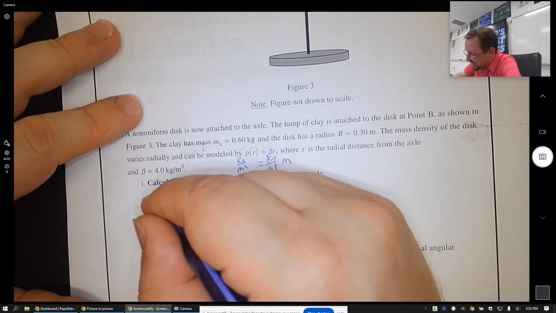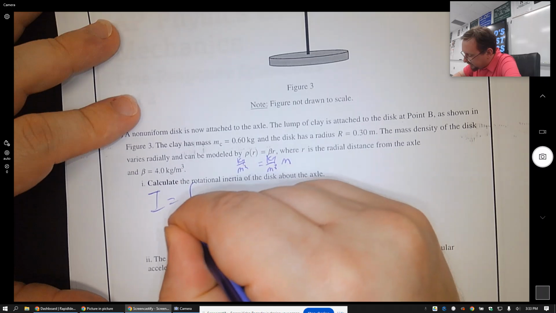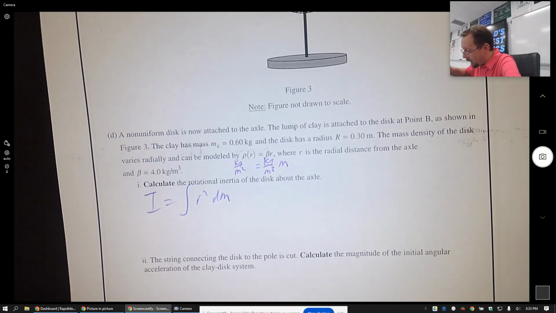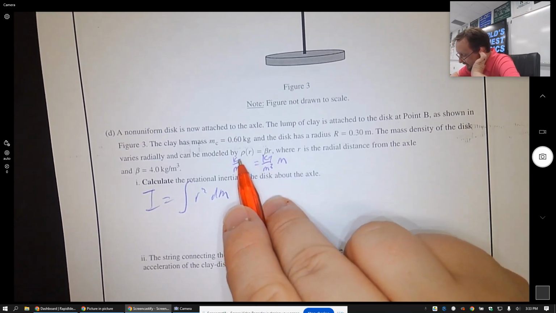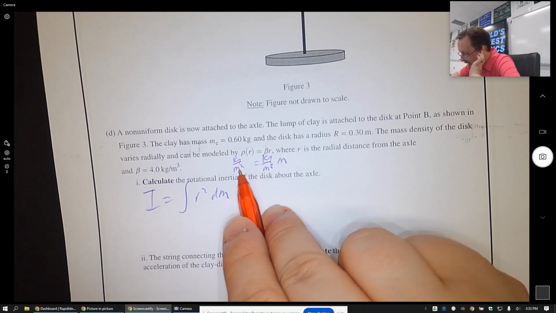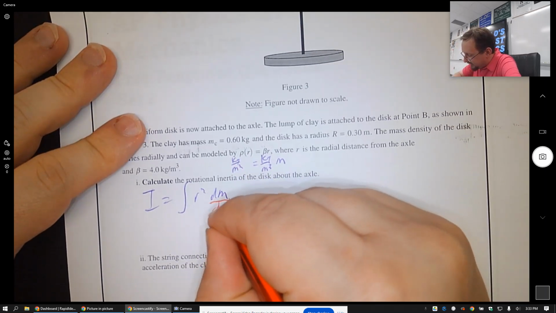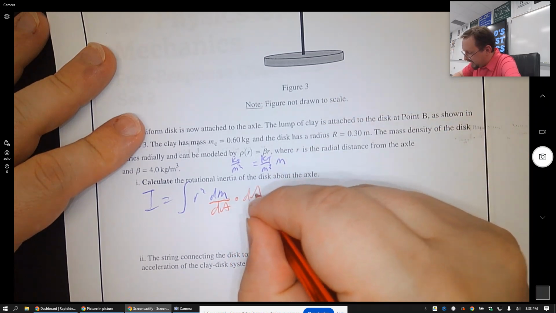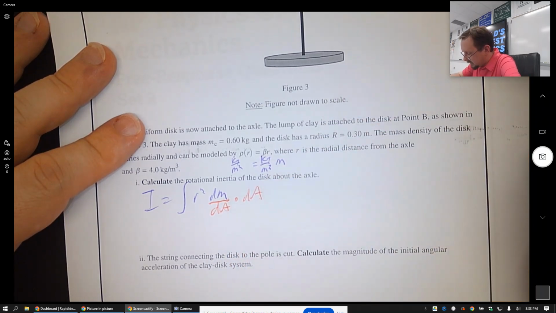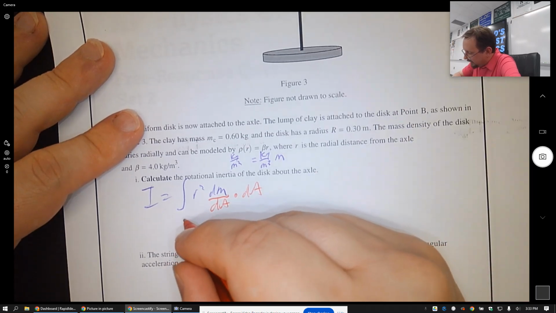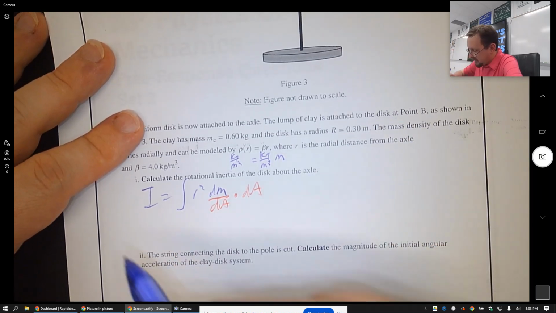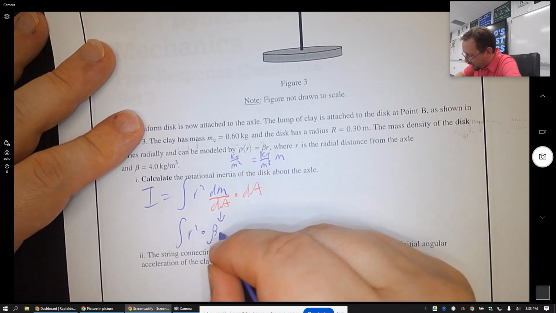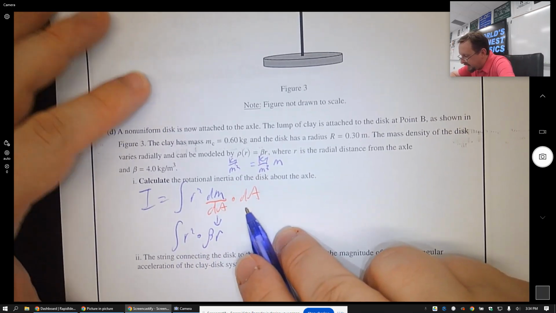Okay, so here's what I'm going to say. I is the integral of R squared d mass. And now rho is d mass over d area. So d mass is rho times d area. I don't like this at all. Okay, so this is going to become the integral of R squared times rho, which is beta R. And then what's the d area?